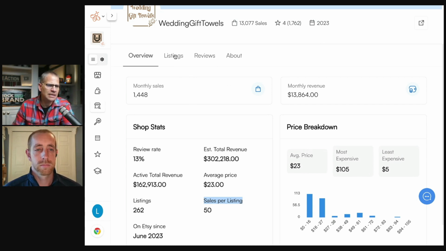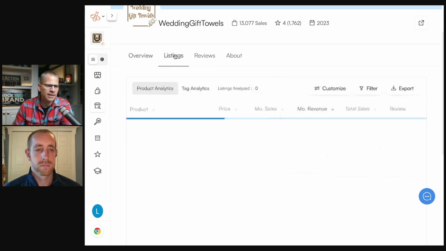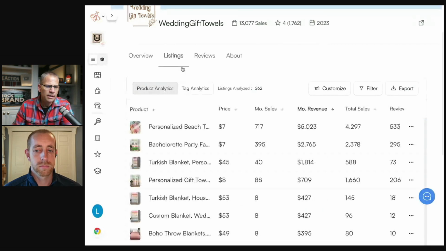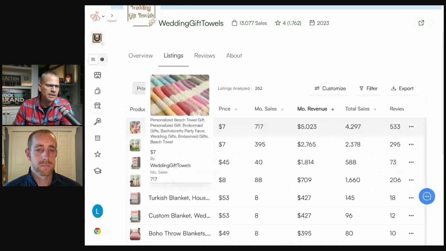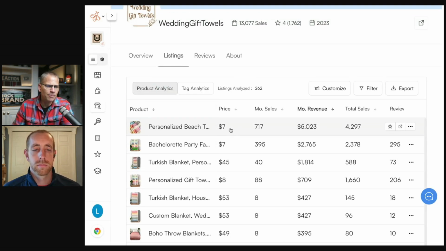So if we go into the listings now, okay, this is where, like you were saying, Chris, we can really start to explore and see what kind of rises to the top, right? And so we're looking at this. This is a personalized beach towel, it looks like. Okay, personalized beach towel gift, bridesmaid gifts, bachelorette party favor, wedding gifts, bridesmaid gifts. Okay, now that's only $7, which is really low.